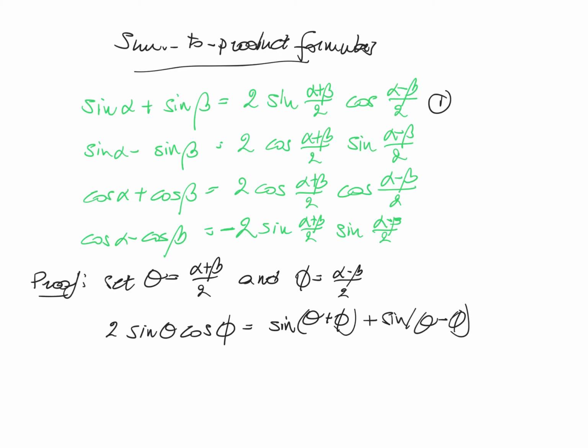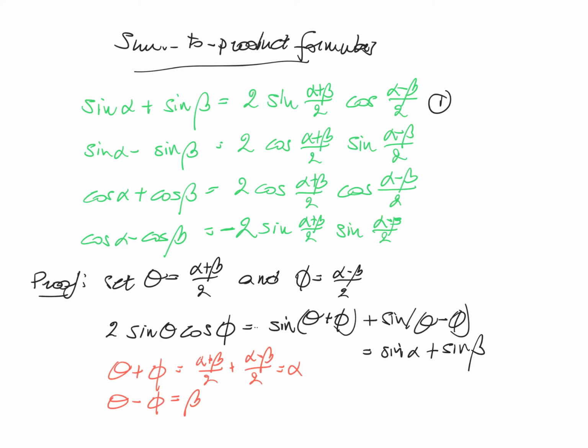And then if we look at theta and phi, theta plus phi is alpha plus beta over 2 plus alpha minus beta over 2. So it's 2 alpha over 2, or alpha. Similarly, theta minus phi will be equal to beta. And so this formula is just sine of alpha plus sine of beta, which is the left-hand side of expression 1. All the other formulas are similar, so you do similar reasoning. You start from the right-hand side, and you obtain the left-hand side immediately from the product to sum formulas.